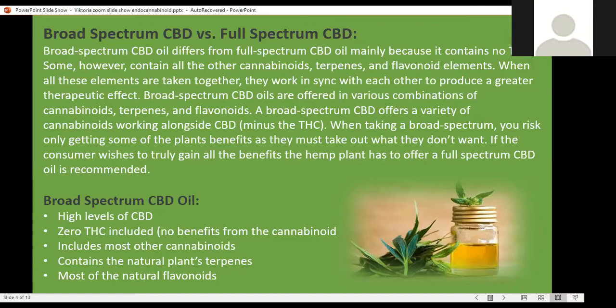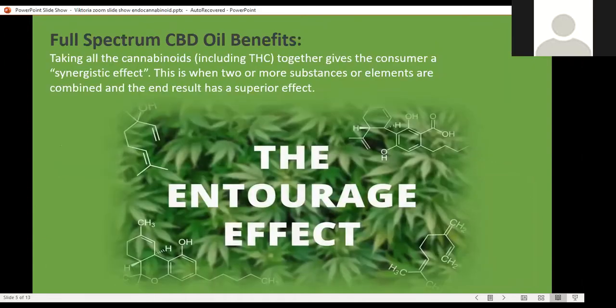So it has high levels of CBD, it has 0 THC, it includes most of the other cannabinoids, it contains the natural plant's terpenes, and most of the flavonoids. This is where it gets really important. When taking a full spectrum, taking all the cannabinoids, including THC, together gives you, the consumer, a synergistic effect. This is when 2 or more substances or elements are combined and the end result has a superior effect, called the entourage effect.